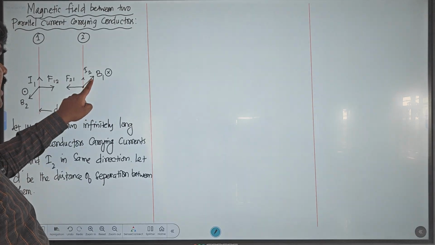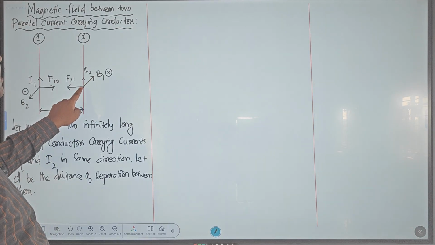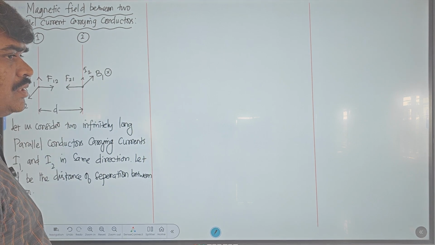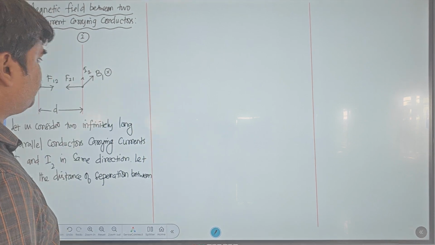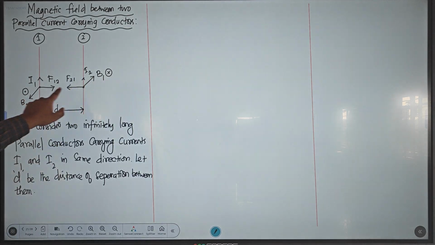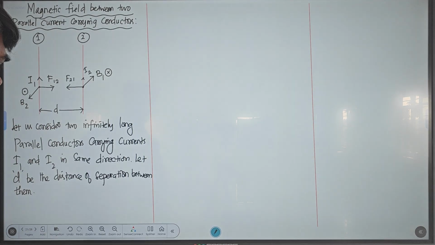And the magnetic field at any point on conductor 2 will be into the plane. This is by the right hand thumb rule. And again, the magnetic field at any point on conductor 1 due to current I2 will be out of the plane. That is why the arrow marks have been drawn like this, and I have marked the directions of into and out of the plane also.